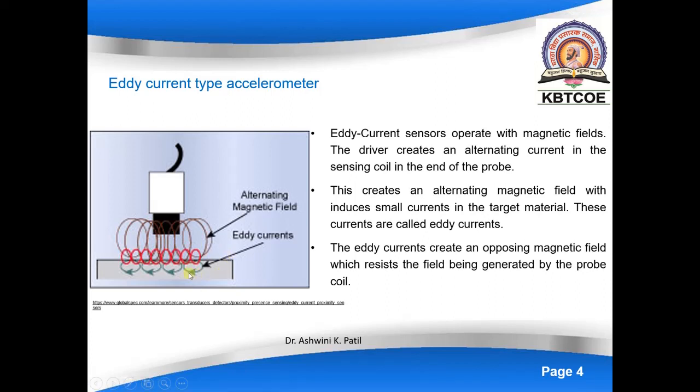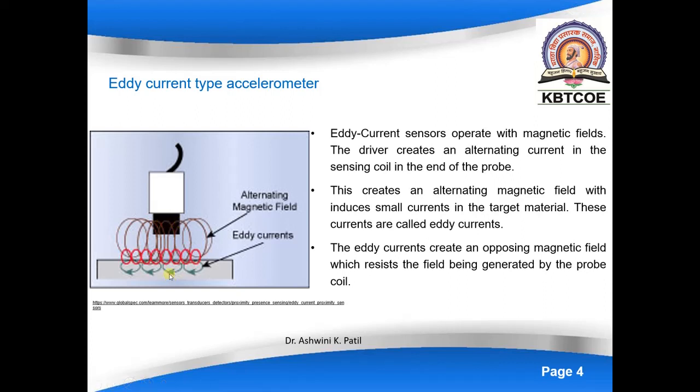This eddy current which is produced opposes the original field by which it is generated, and due to that, the output voltage we get at the output of this circuitry is proportional to the closeness between the probe and the target object.